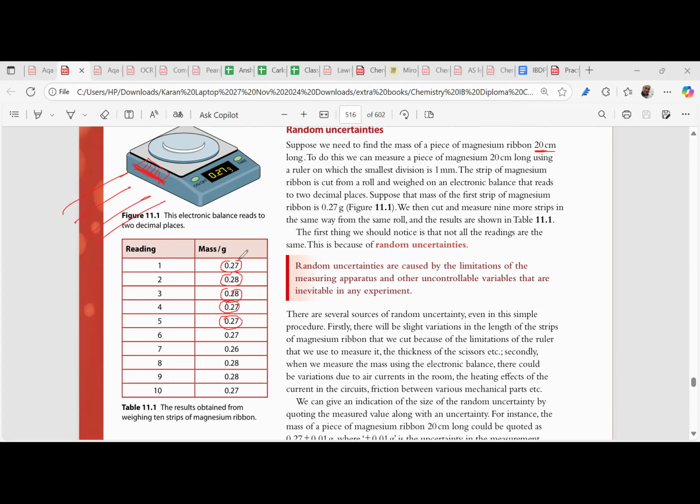So it will be giving you values like this. Now how to catch that? If a value has random error, random uncertainty, there will be values on both sides of the mean. Can you see this? This is the mean. On both sides of the mean, it will be having values. Is it clear to you?